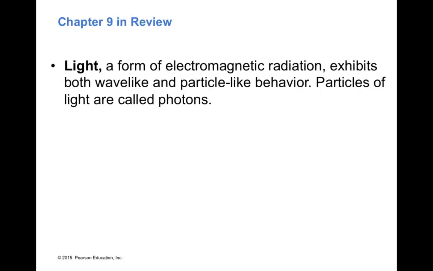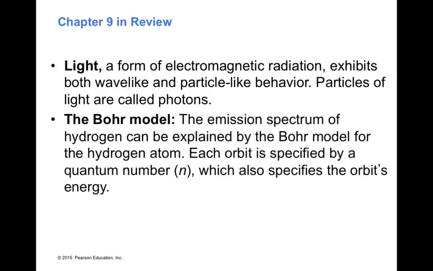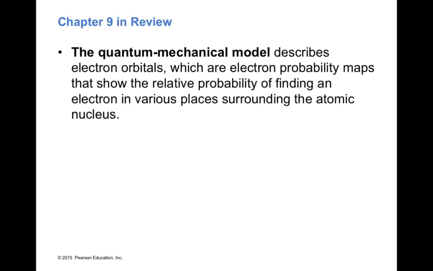So let's do a review of chapter 9. Light is a form of electromagnetic radiation that exhibits both wave-like and particle-like behavior. Particles of light are called photons. The Bohr model: the emission spectrum of hydrogen can be explained by the Bohr model for the hydrogen atom. Each orbit is specified by a quantum number n, which also specifies the orbit's energy. The quantum mechanical model describes electron orbitals, which are electron probability maps that show the relative probability of finding an electron in various places surrounding the atomic nucleus.